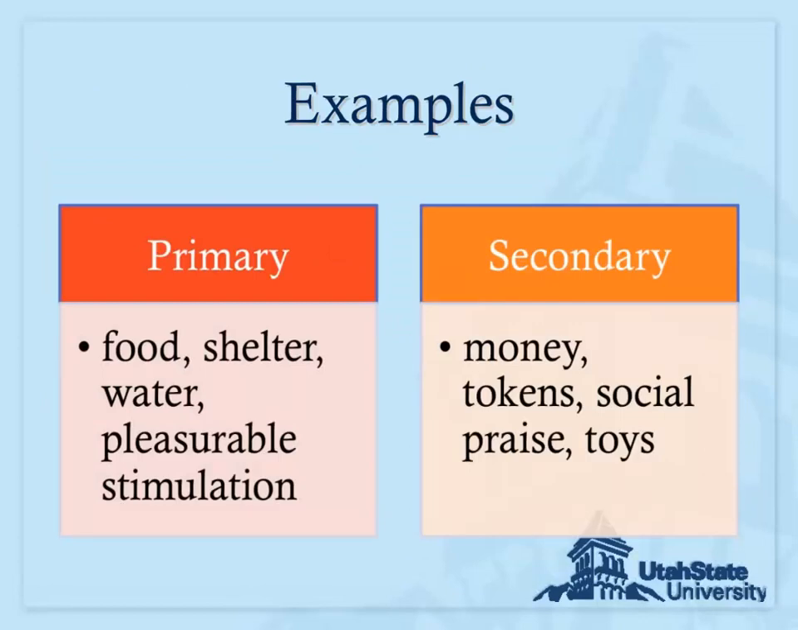A few examples might help clarify this concept. For primary reinforcers, we usually think of things like food, shelter, water, and pleasurable stimulation. Looking at these, you can already tell that they serve as reinforcers for just about everybody. A few examples of secondary reinforcers include money, tokens, praise, and toys. Each one of these reinforcers was at one time paired with a primary reinforcer. Before that pairing, all of these secondary reinforcers are just neutral stimuli. One thing to note is that sometimes secondary reinforcers will be called conditioned reinforcers.